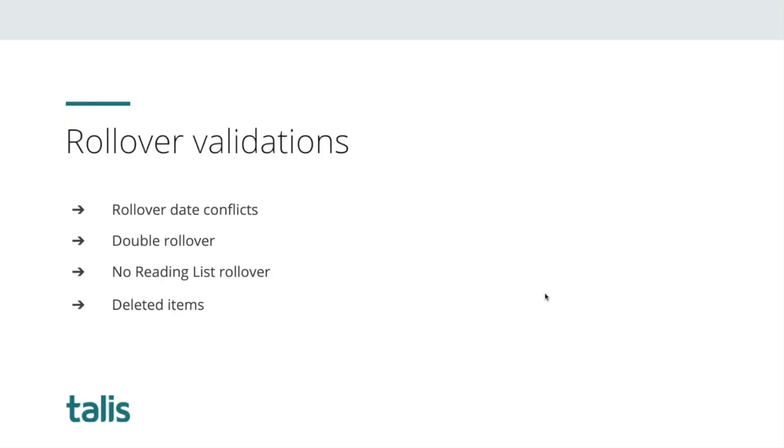If there are any double rollovers, it tries to prevent or highlight where a request is dated into the future. If there's no reading list rollover, it gives you options to manually link or link to the existing reading list, which is particularly important if you're not rolling over your reading lists. It will also flag where an item has been deleted from a list, so you can remove it from your queue and not worry about processing those requests.